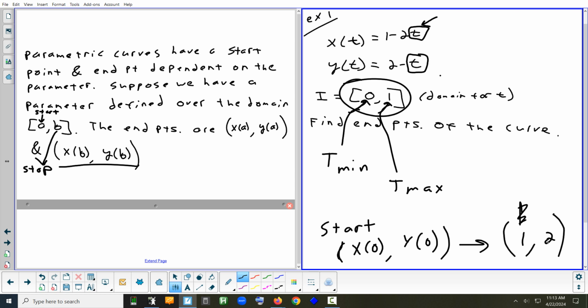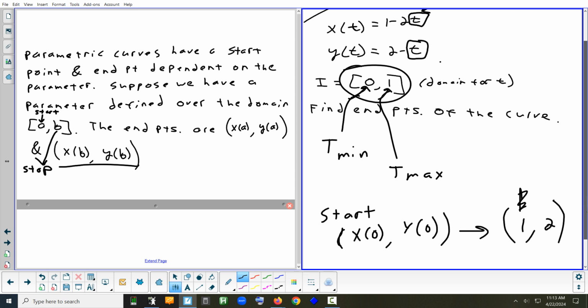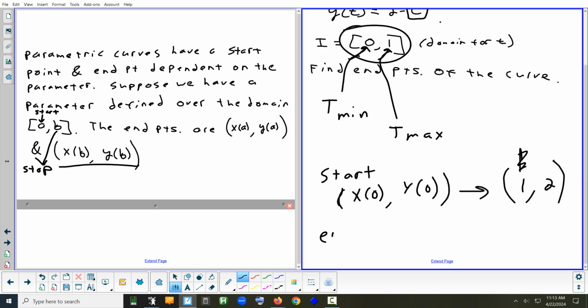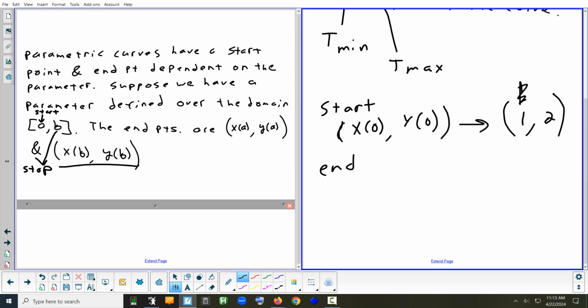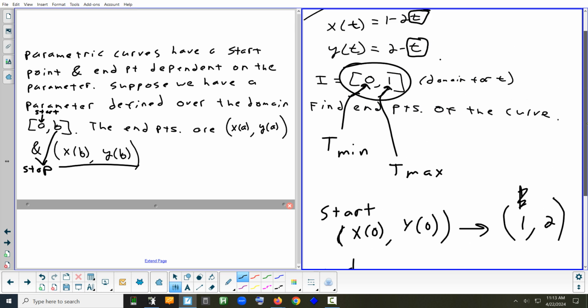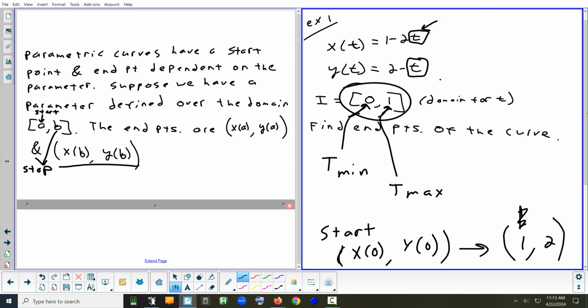Now, what number is going to control where it stops? The 1, and we're going to fill in the 1 for T. Yep. So where the graph is going to end, plug in 1 for the T into the X formula, plug in 1 to the Y formula. Okay, so let's plug in the 1.